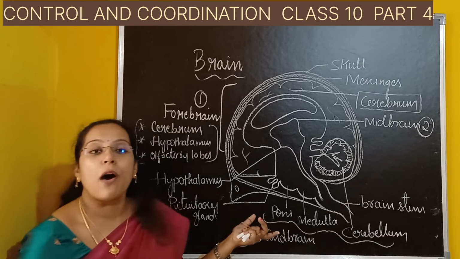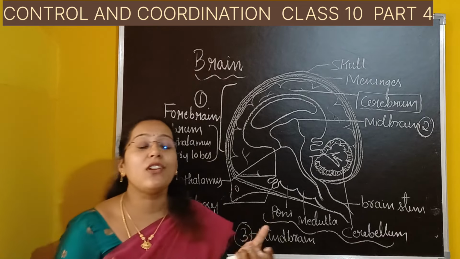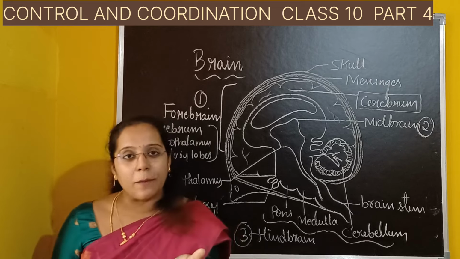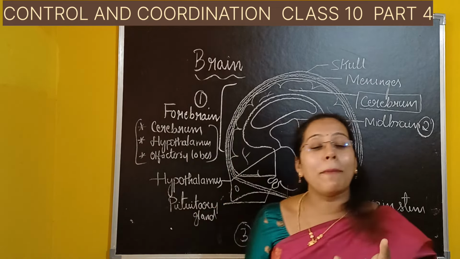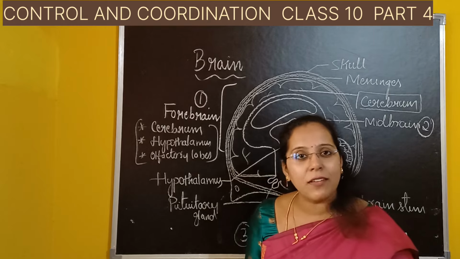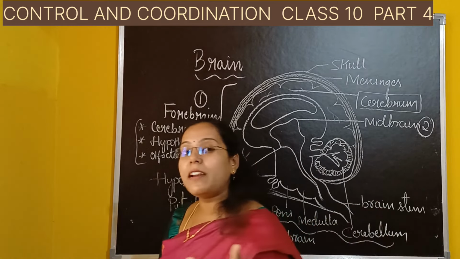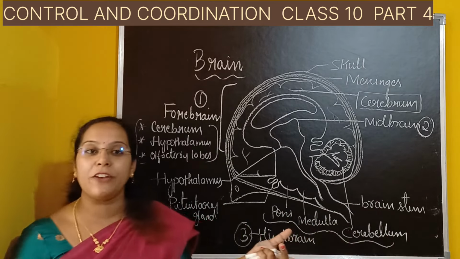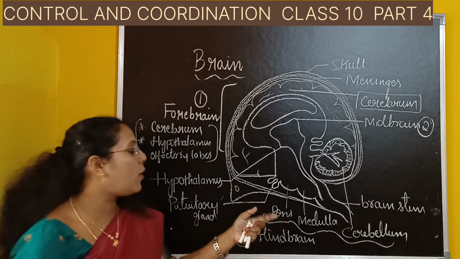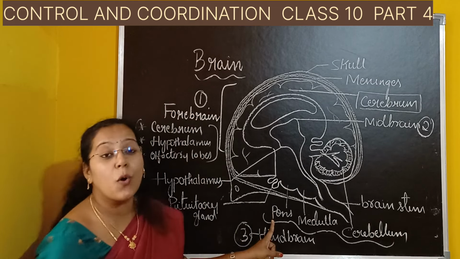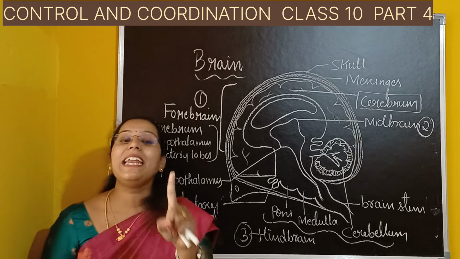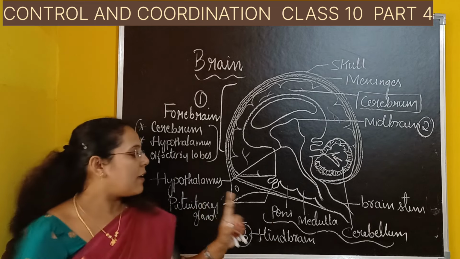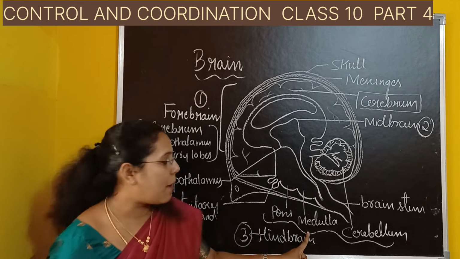What is the function of the pons? The pons regulates respiration. We all respire, and our respiration has a mechanism and a pattern, correct? All those patterns and mechanisms related to respiration are mainly controlled or regulated by the pons. Note down, children: the pons is responsible for regulating respiration. Right. Moving to the medulla.